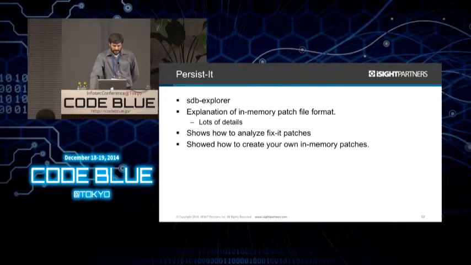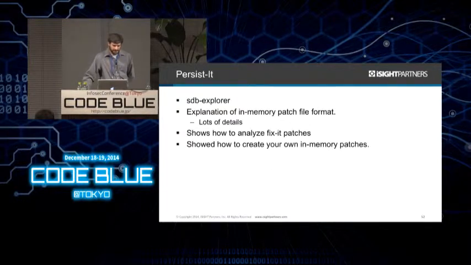So this is kind of a summary of my previous talk. I explained all the features of the STB Explorer tool that I wrote. I explained in very, very great detail the in-memory patch file format and how I went down the path of figuring it all out. There's lots of pictures of hex dumps, etc. If you're interested, you can find this talk on YouTube. Just search my name and Black Hat, you'll find it.